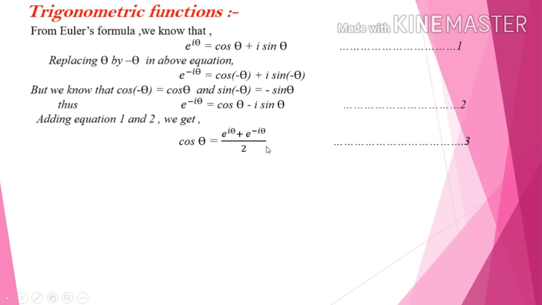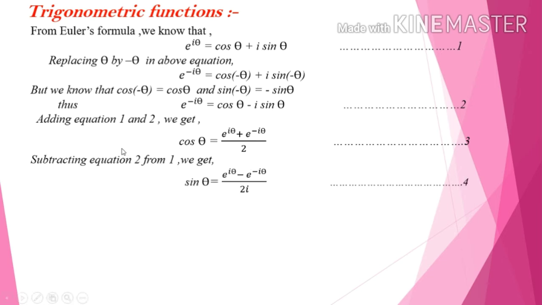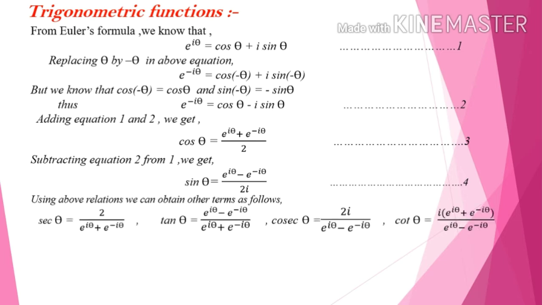Then next, subtracting equation 2 from 1, we get sin theta equals e raised to i theta minus e raised to minus i theta divided by twice i. This equation we can call equation 4. Okay, now friends, using the above relations we can obtain other terms as follows.